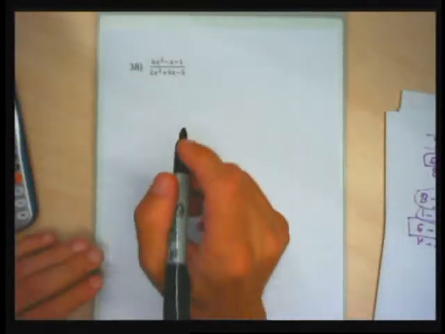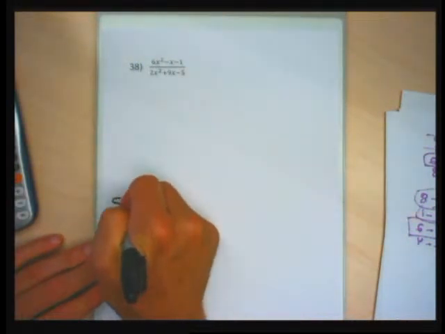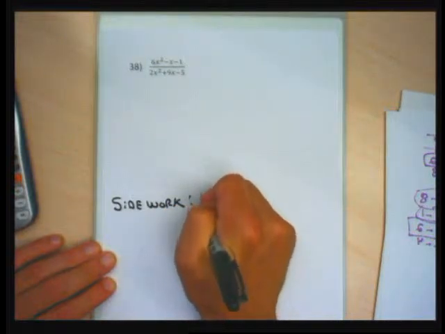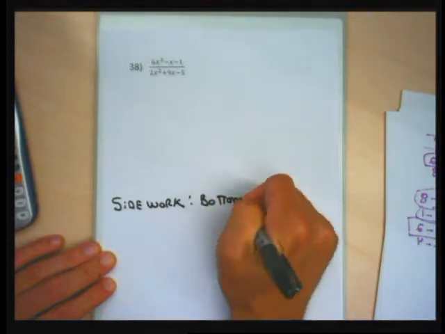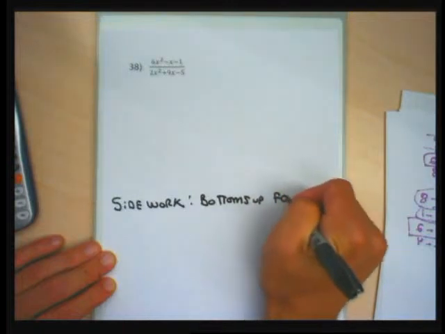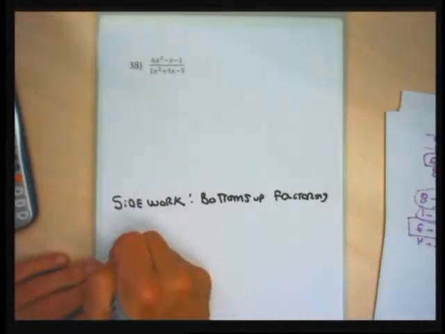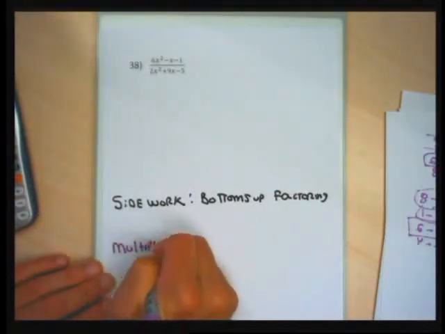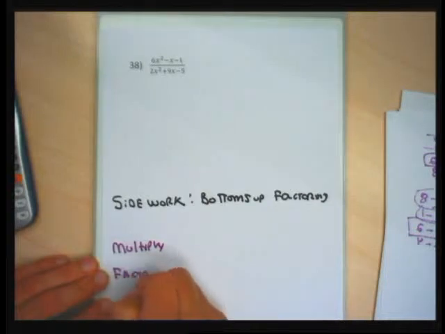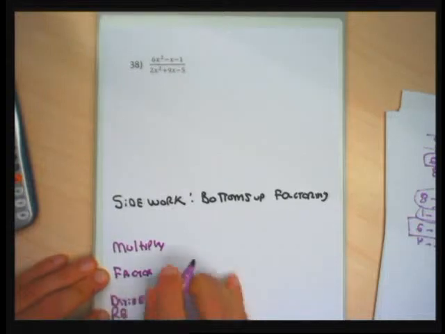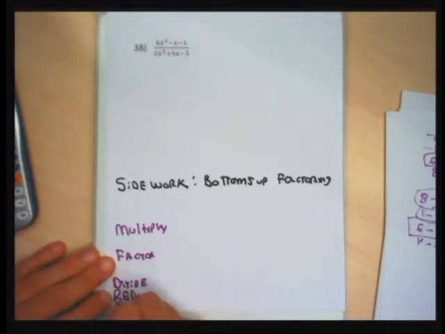Problem 38, bottoms up factoring in both the numerator and the denominator. So let me deal with both factorings off to the side. I call this side work because it's long. Bottoms up factoring has me multiply, factor, divide, reduce, and bottoms up.